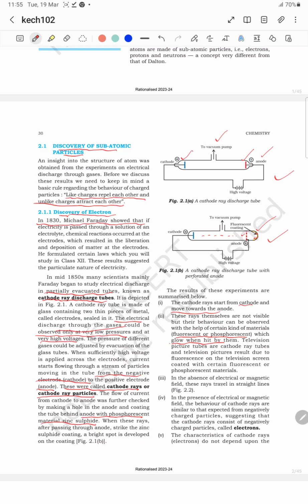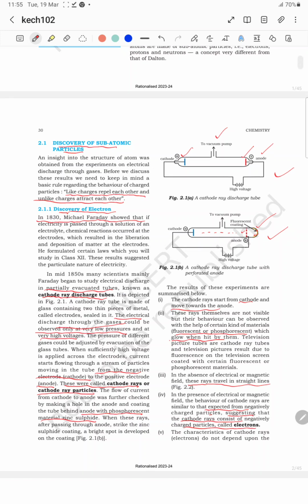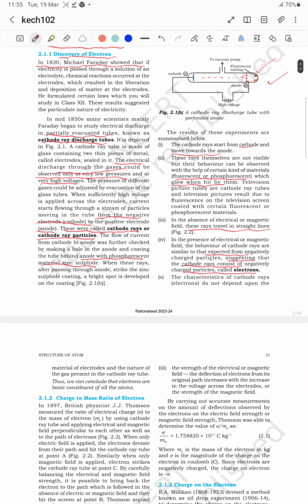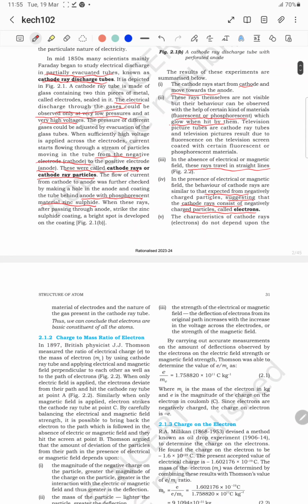In the absence of electrical or magnetic field, these rays travel in straight lines. In the presence of electrical or magnetic field, the behavior of cathode rays is similar to that expected from negatively charged particles, suggesting that the cathode rays consist of negatively charged particles called electrons. The characteristics of cathode ray electrons do not depend upon the material of electrodes and the nature of gas present in the cathode ray tubes.